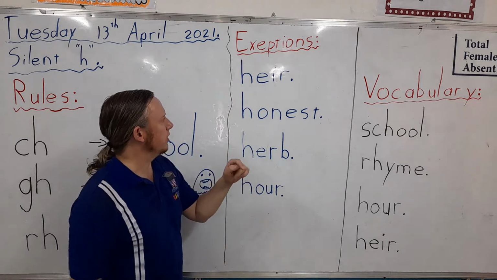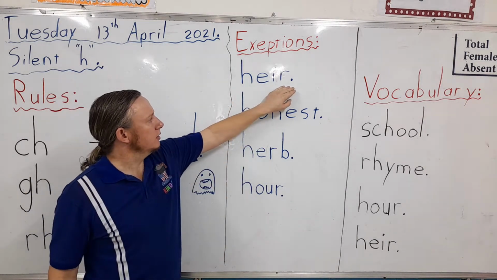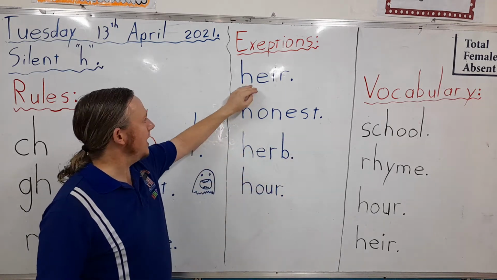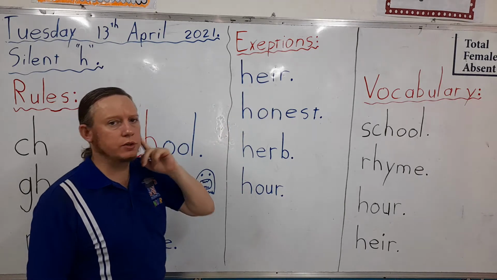Let's look at the words first. Air. Okay, this is a tricky one. I'm going to speak about him last. Air. The H is silent. We do not hear it.